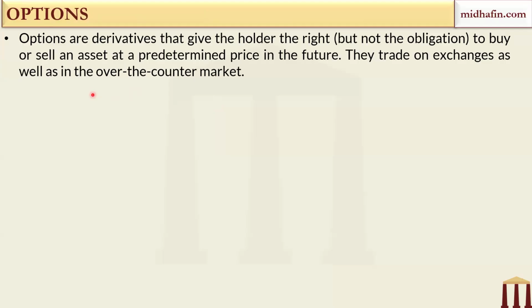Okay. Now, what are options? Options are derivatives that give the holder the right but not the obligation. Remember, forwards and futures are actually obligations, but options give the holder only the right but not the obligation to buy or sell an asset at a predetermined price in the future. Okay, they trade on exchanges as well as in the over the counter market.